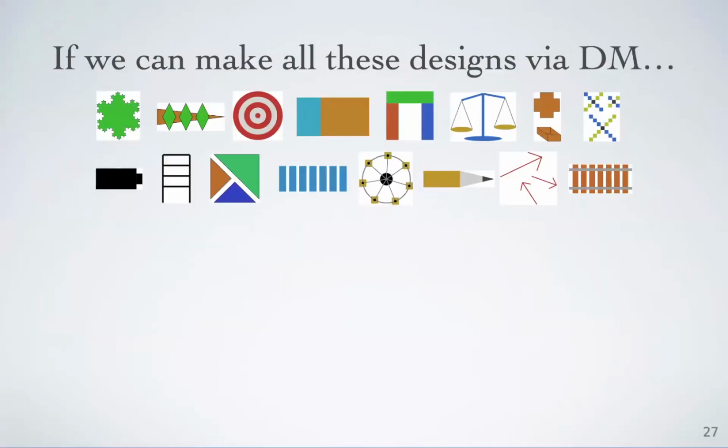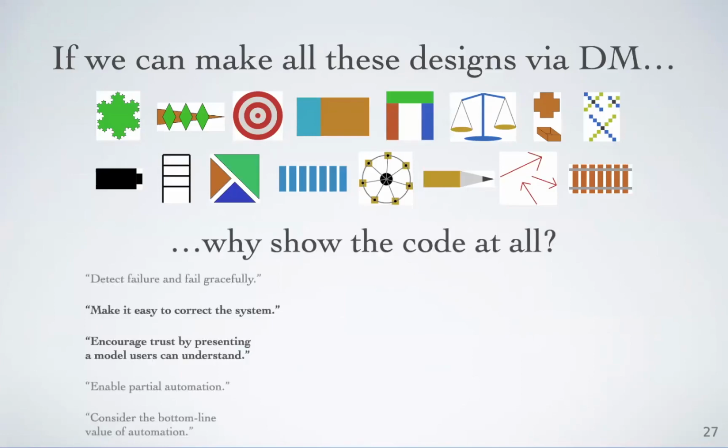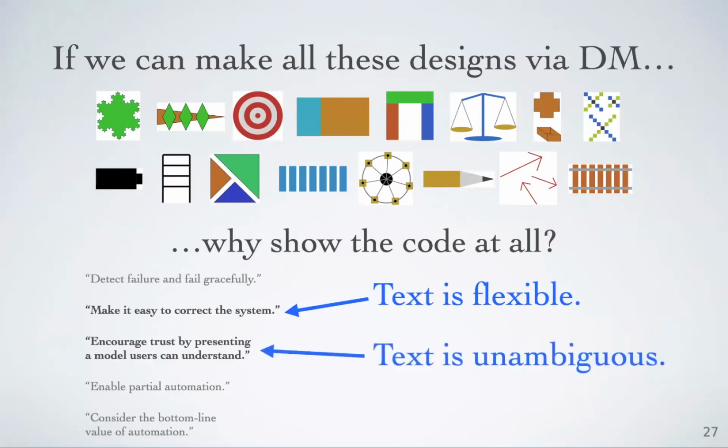So if we can make all the designs by direct manipulation, why are we bothering to even show the code at all? Well, back to Tessler's 5 principles, we want to make it easy to correct the system. Text is flexible. You know, we made these 16 examples because, hey, we were able to, they fit within our tool set, right? There's still things you want to do with text. And then finally, we want to encourage trust by presenting a model that users can understand. Text is always unambiguous. Here's a great example of that. If I have a branch like this, a is less than 10, then draw a rectangle, otherwise draw a circle. Well, how in the world do you represent that on the canvas? There's a reason we have code.